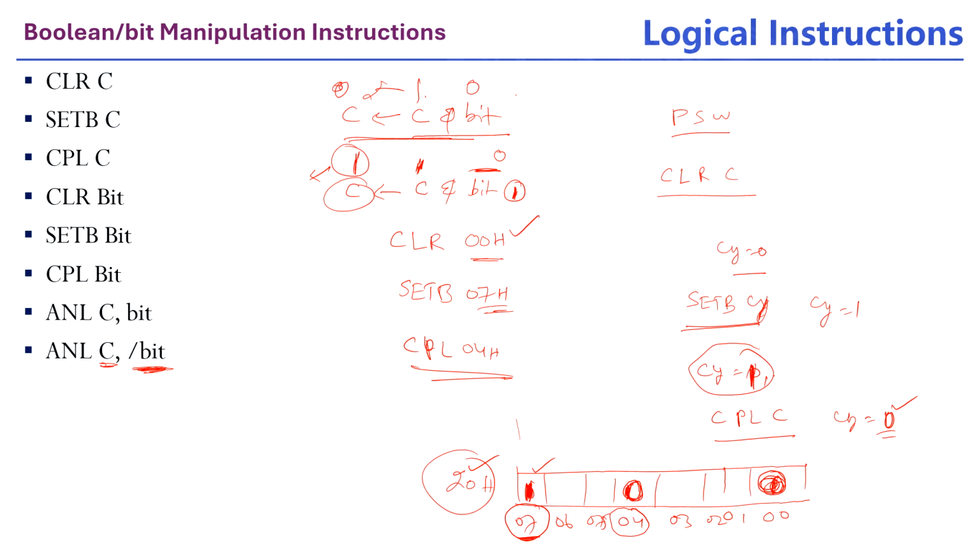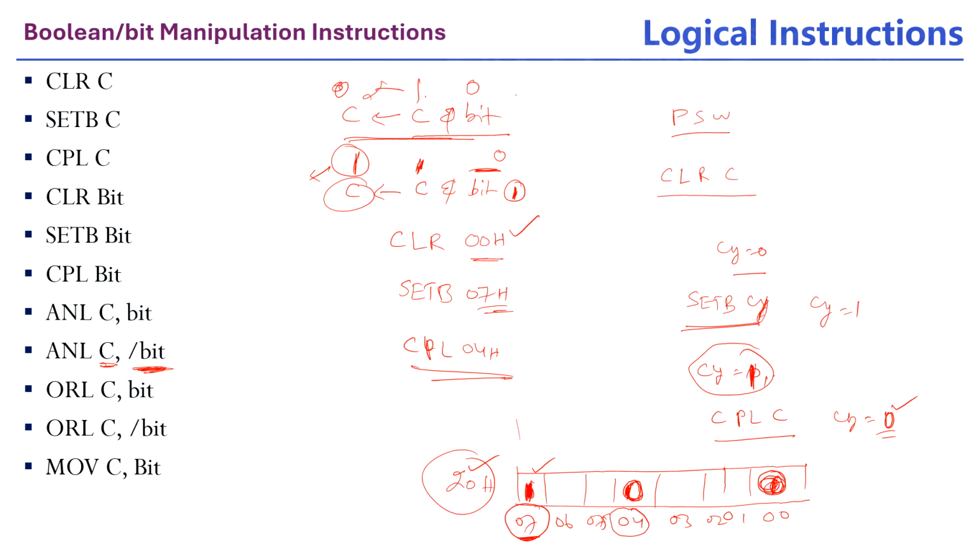Then the next instruction is ORL, a similar operation to ANL, the only difference being the OR operation. Similarly here also, bit and bit bar: carry and bit bar. Then MOV C, bit.